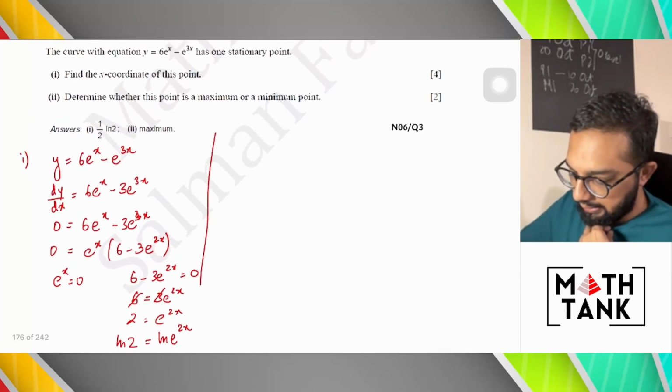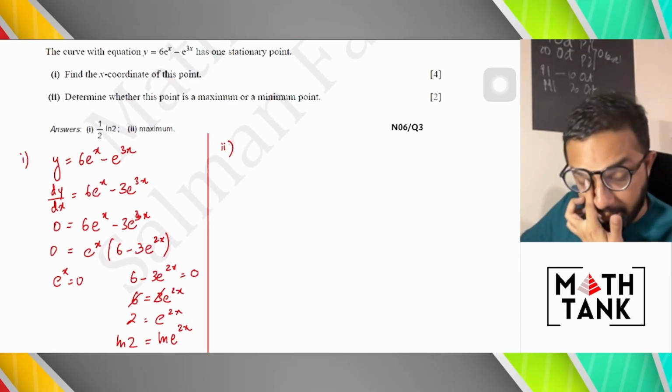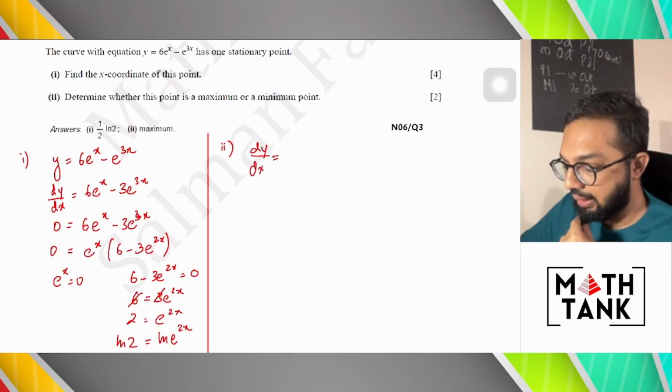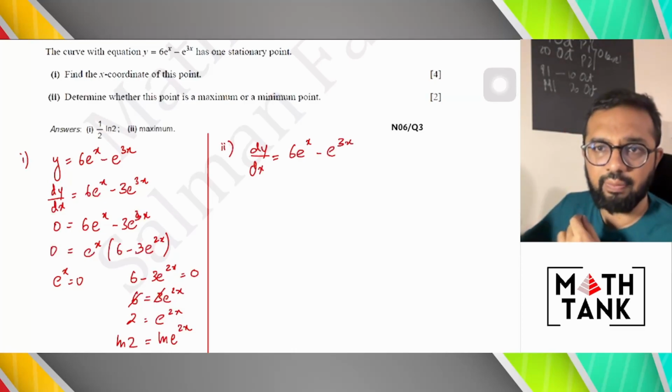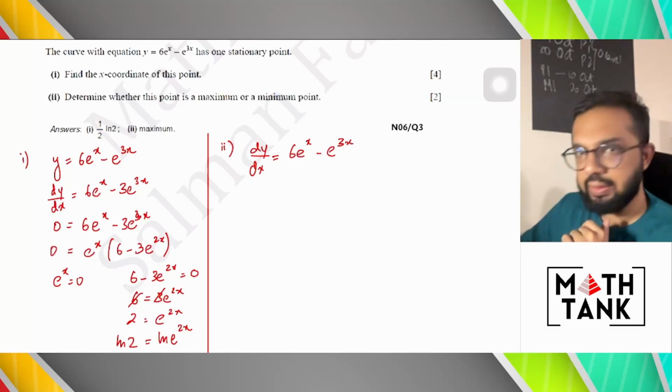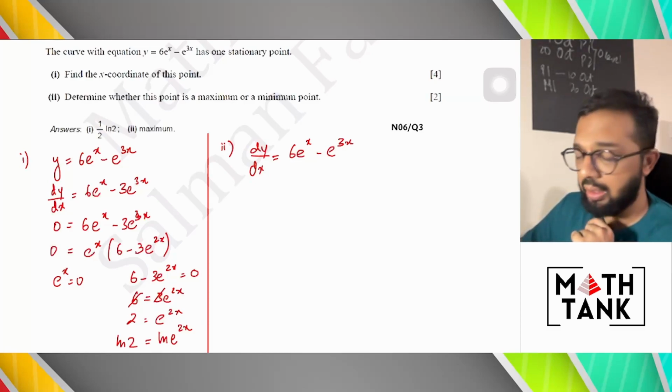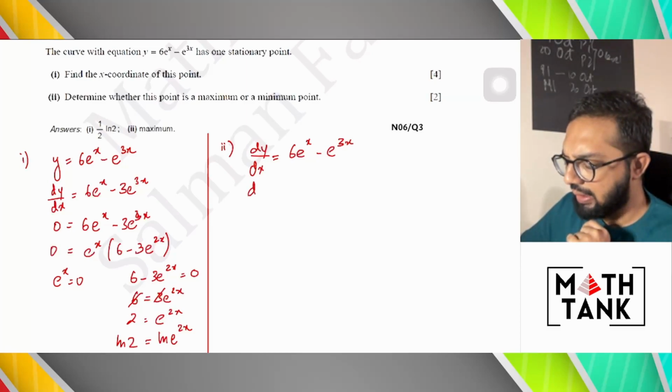Part 2 says determine whether it is a maximum or a minimum point. Now there are various ways of doing that. I have my dy by dx in front of me. Instead of trying to double differentiate, I can also plug in values near the gradient. That's something that I do in the videos as well. You can go back to the lecture videos and find out. Here the double differential seems reasonably simple, so I'm just going to do that.